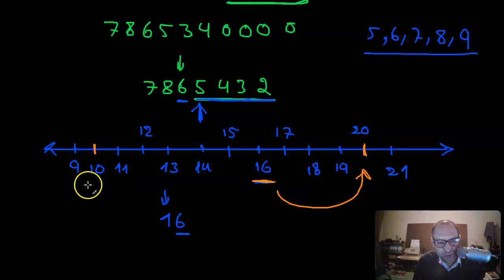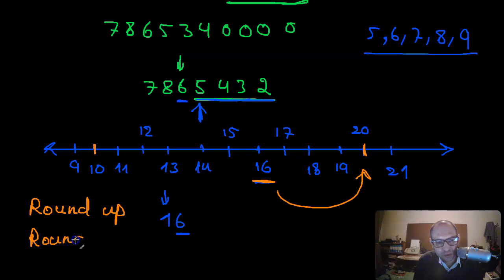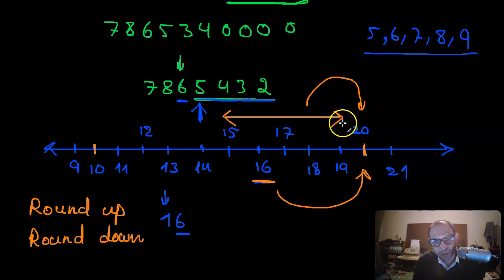So there are essentially only two cases that you can do. Either you can round up or you can round down, right? If the number you're looking at is anywhere between 15 and 19, including 15 and including 19, then of course you would round to 20, which means you're rounding up. If the numbers are anything from 11 all the way up to 14, then of course you would round down to the 10, right?